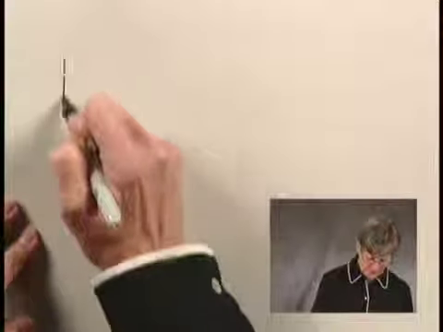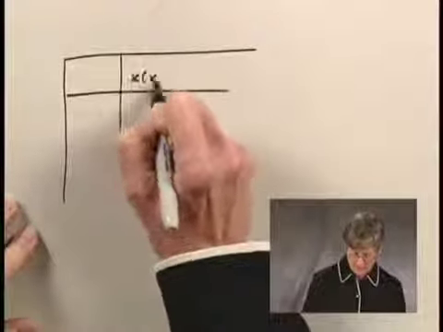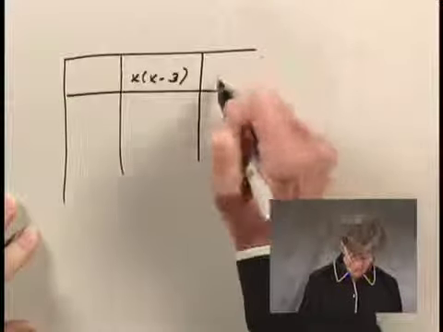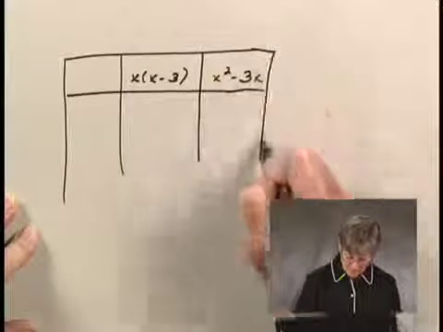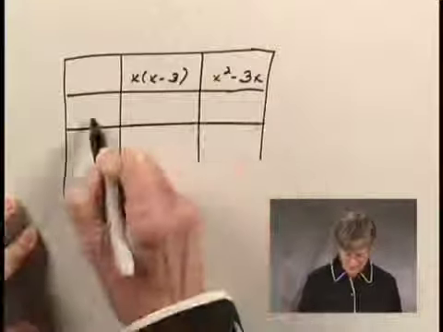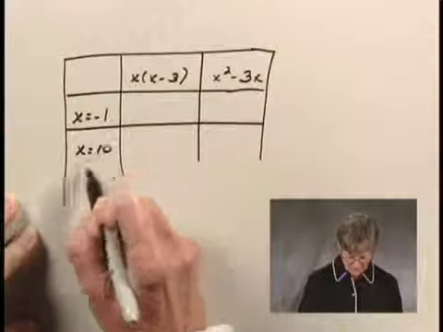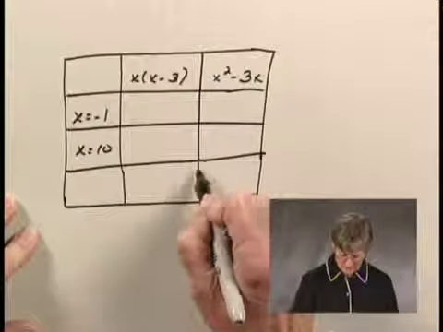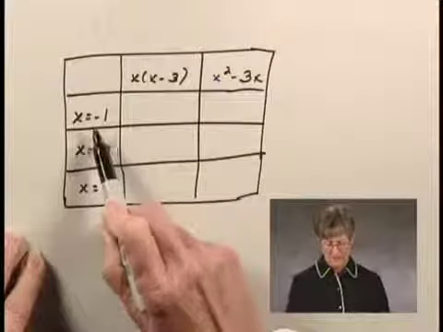Now let's just draw a little table here. We're interested in x times x minus 3, that was the first expression, and the second expression was x squared minus 3x. And we're going to evaluate these when x is -1, when x equals 10, and when x is 0. Now, let's look at x equals -1.